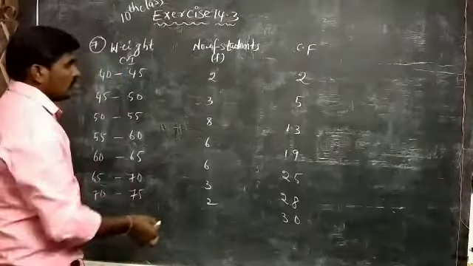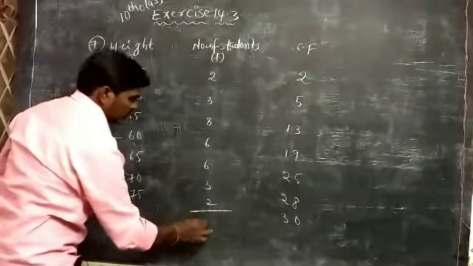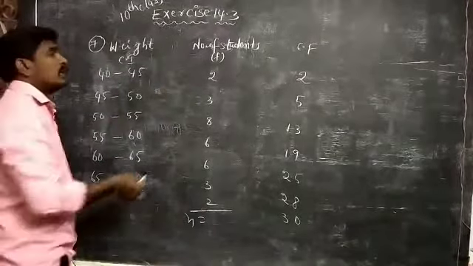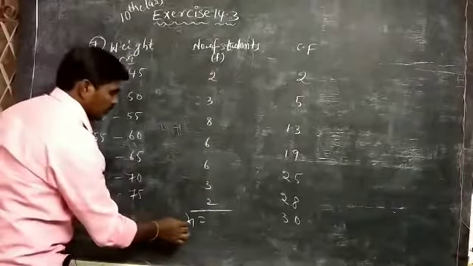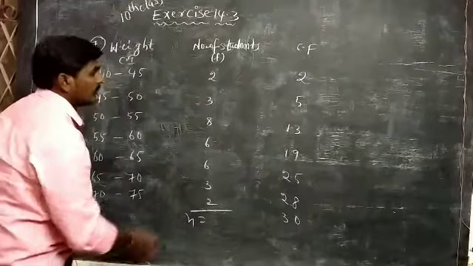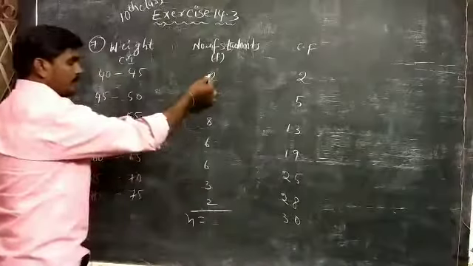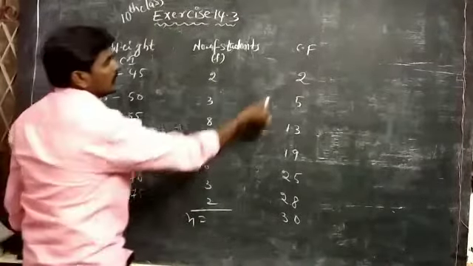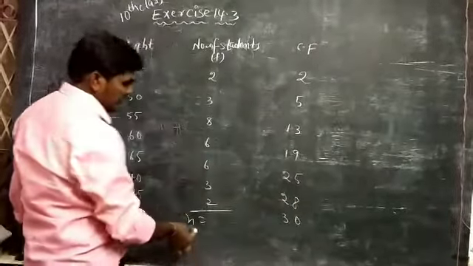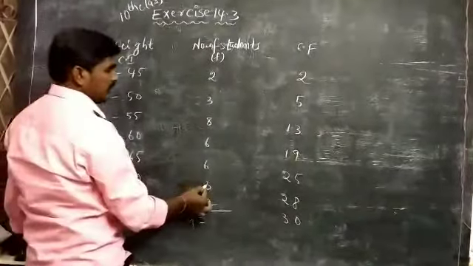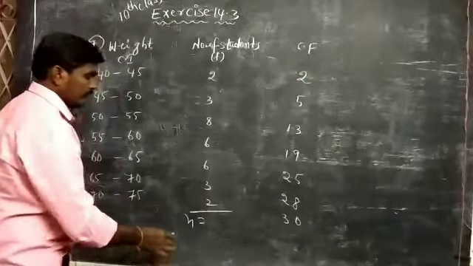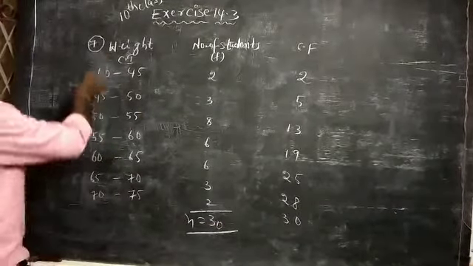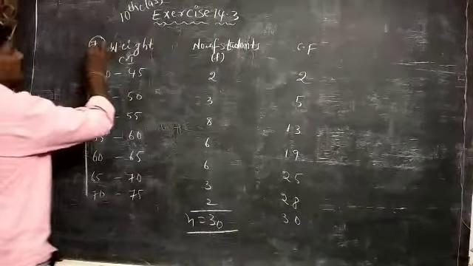After that, we find the total frequency, the sum of all these frequencies, which is represented by n. Or, as a shortcut, the last number in the cumulative frequency column is the total frequency, because these numbers were added and written there. So the n value is 30.